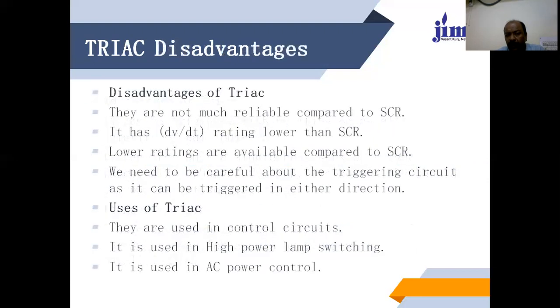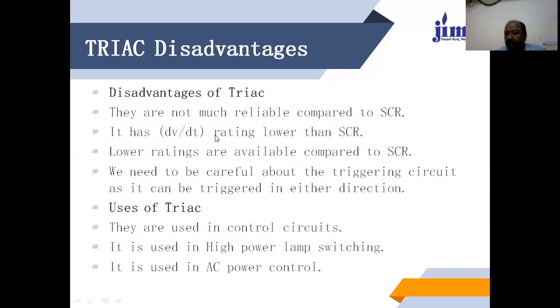These are the disadvantages and the uses of the triac. Disadvantages are there. They are not much reliable compared to the SCR because the triac operates in the positive half and the negative half. Whenever we look at the triac, if the signal suddenly changes from the positive side to the negative side, the triac turns on and keeps operating, but the SCR is turned off. So that will be the basic difference between the SCR and the triac.